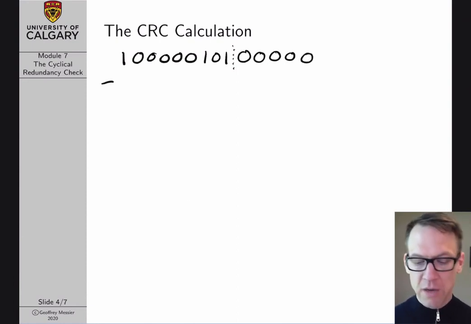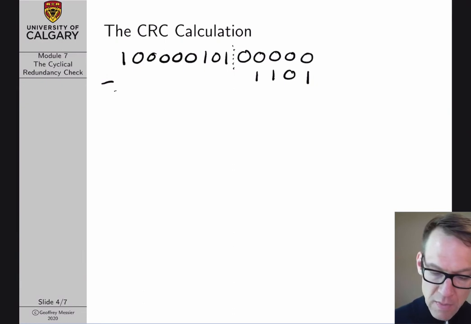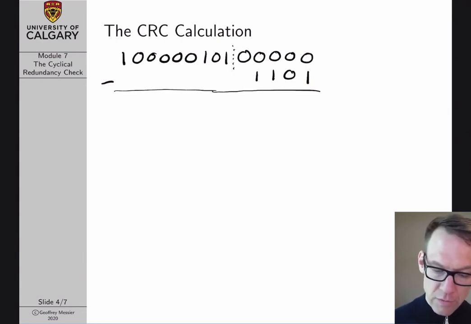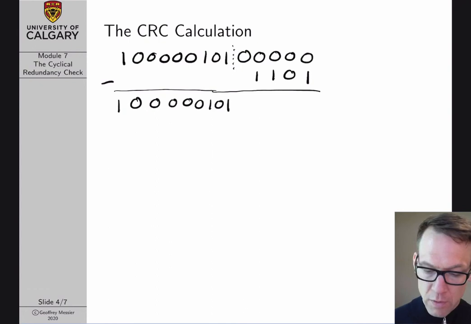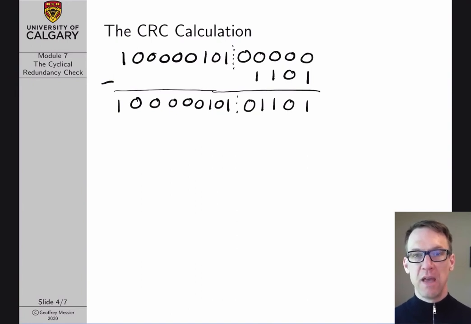And I'm going to subtract off the remainder, 1, 1, 0, 1. And then the result is going to be our information payload, 1, 0, 1, 0, 1, 1, 0, 1. Because subtraction is the same as addition.